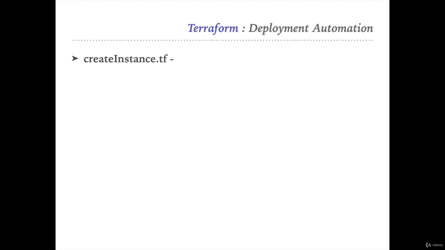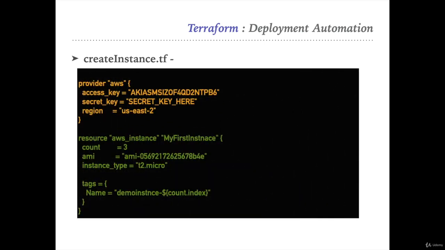So in the last section, we used a create instance.tf file, which looks like this. First, we were providing the provider. Inside the provider, we were providing the access key, secret key, and region. Then we were providing the resource aws_instance, right? And we were providing the AMI, instance type, and the instance name. This is the create instance file which we were using in the earlier lecture.